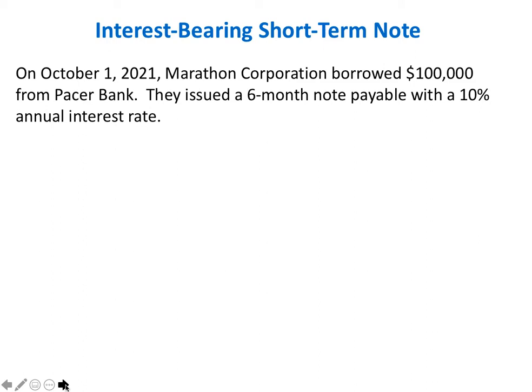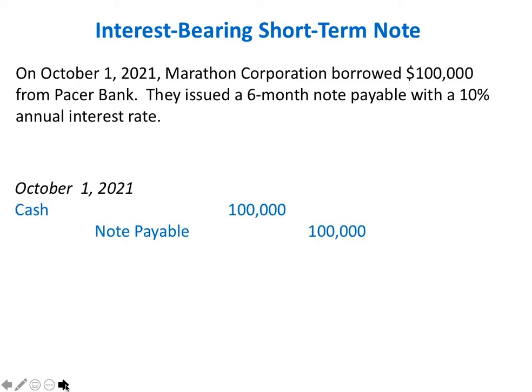Let's take a look at this example. On October 1st of 2021, Marathon Corporation borrowed $100,000 from Pacer Bank. They issued a 6-month note payable with a 10% annual interest rate. On the date of issuance, Marathon debits cash $100,000 and credits notes payable $100,000. So they have received cash from the bank and have incurred a current liability for this short-term note.